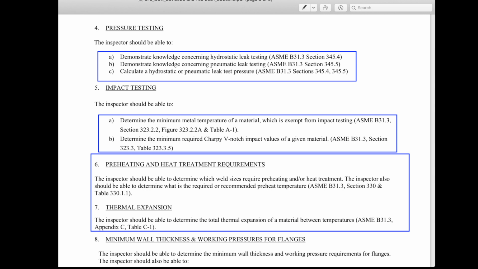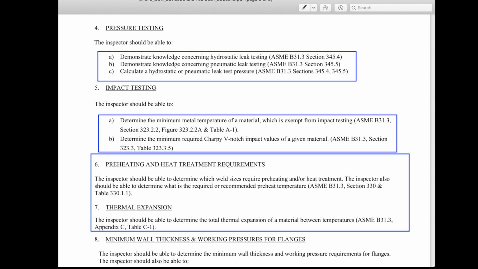Here, the inspector should be able to demonstrate knowledge concerning hydro testing or pneumatic leak testing, and calculate the hydrostatic or pneumatic leak test pressure. This is as per ASME B31.3, in the part 345.4.5, this area. So you have to do calculations based on that.